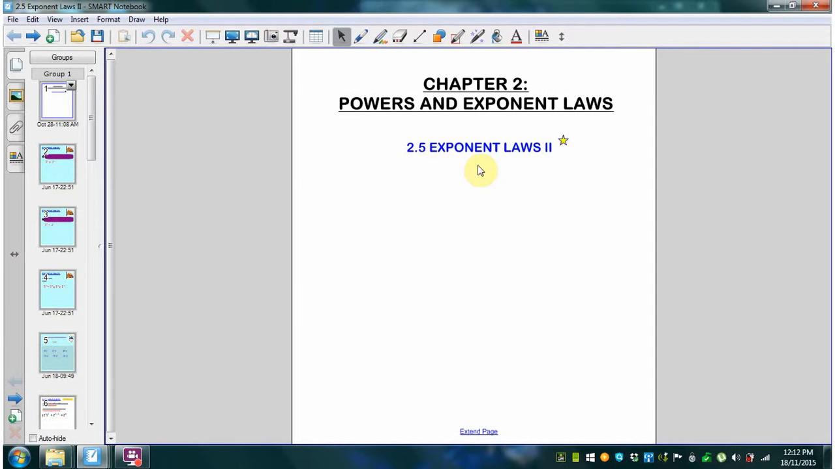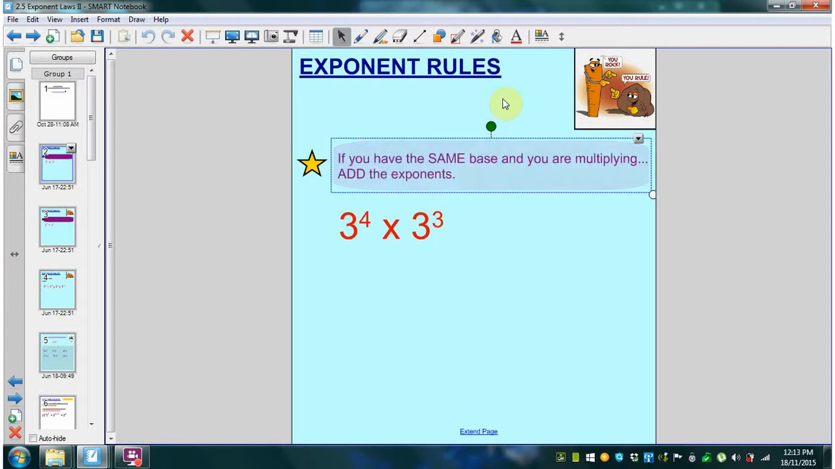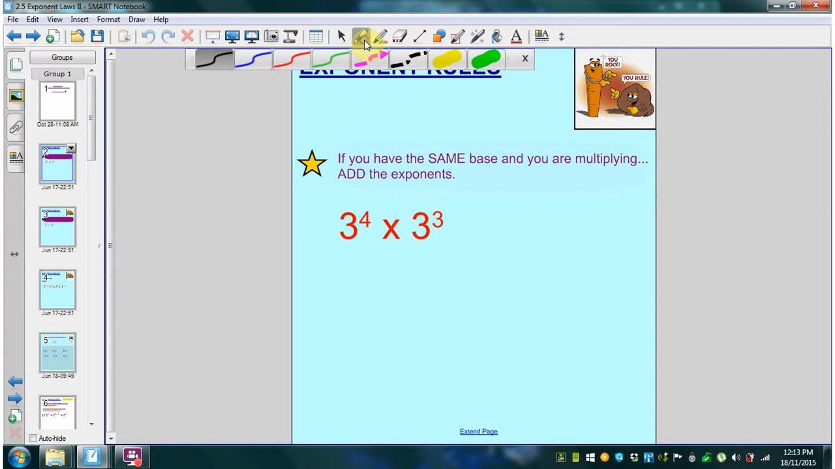Okay, so by now you should have your title written down. Now, no need to write this down. This is just a quick little review from section 2.4. So our first exponent rule was, if you have the same base and you are multiplying, you add the exponents. Let's quickly go through this example. 3 to the 4 times 3 to the 3. We keep our base and we add our exponents. So 4 plus 3 is 7.